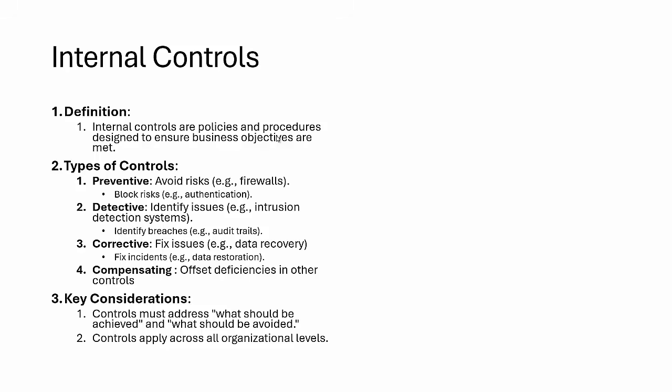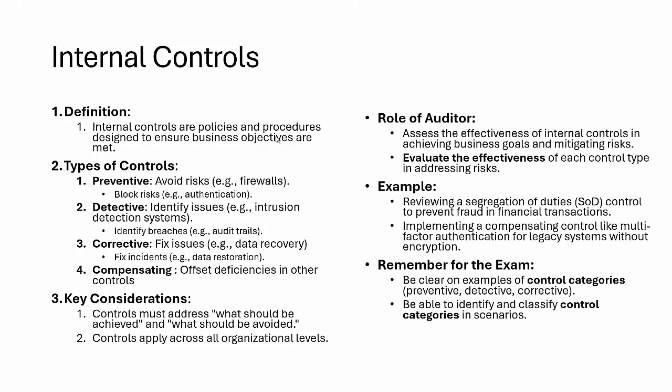Now here, the role of an auditor is to assess the effectiveness of internal control in achieving the business goals and mitigating risk. We are also evaluating the effectiveness of each control type in addressing risk. For example, we're reviewing the SOD to prevent fraud, and we implement a compensating control like multi-factor authentication, like password with OTPs, as a compensatory control.